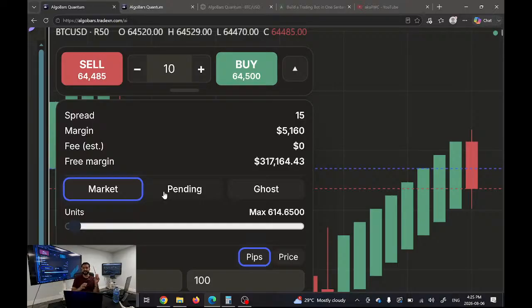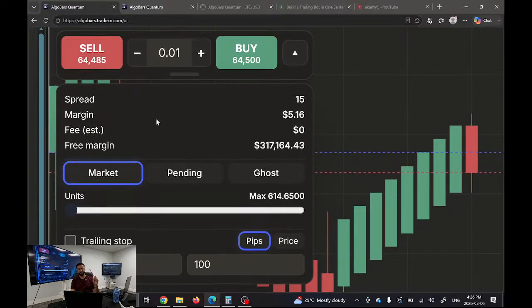Now, the lot size in the middle here, this is how big or small your trade is. So the smallest lot size you can do, which is what I would suggest for everybody who wants to get into trading and learn, which you should, is 0.01. Always start with the smallest. Why?